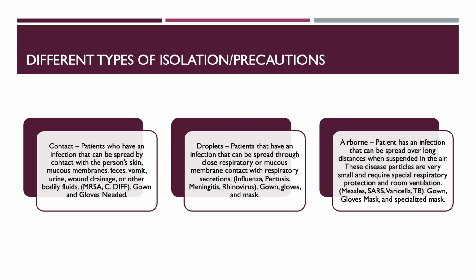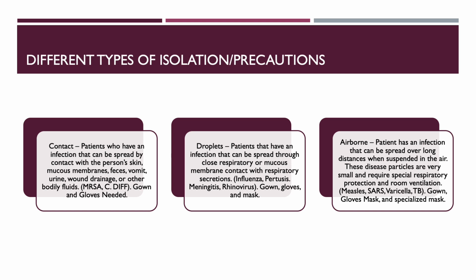The next kind is what we call droplet precautions. Now, these types of patients have an infection that can be spread through close respiratory or mucous membrane contact with any type of respiratory secretions. So this can be things like influenza, pertussis, meningitis, or rhinovirus. What people are going to need for this are gown, gloves, and mask. So gown, gloves, and mask for droplet precautions.